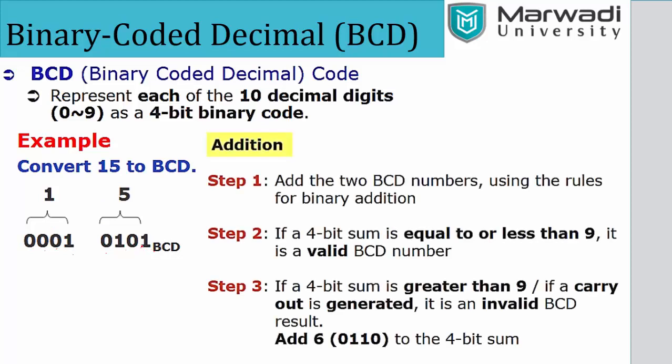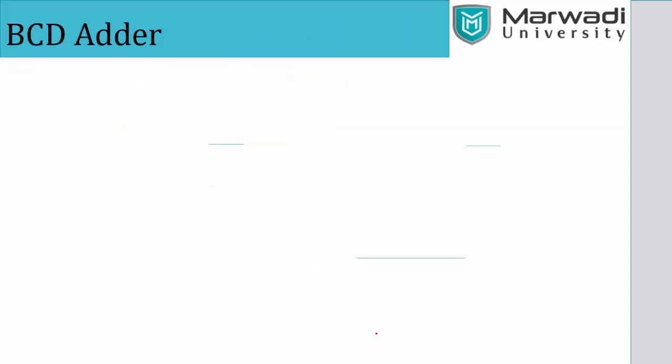There are certain steps to find whether the number is valid or invalid. When you add two BCD numbers of 4 bits, if the sum is less than or equal to 9, then it's a valid BCD number. If the 4-bit sum is greater than 9 or if a carry is generated, it is an invalid BCD number. Then you must add 6 to that number to get a valid BCD number.